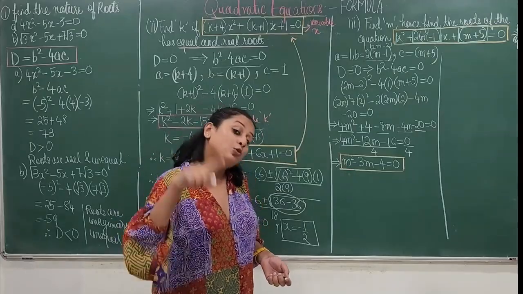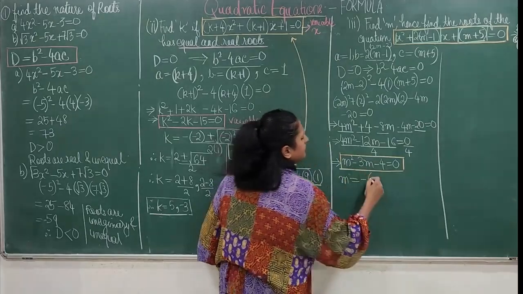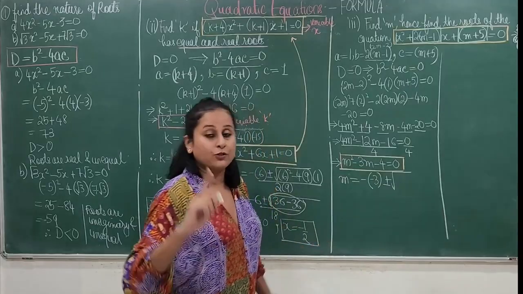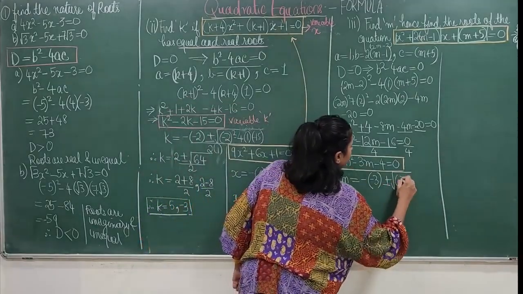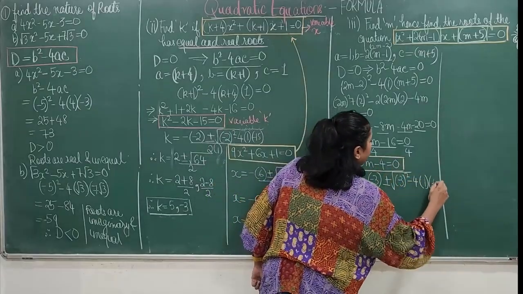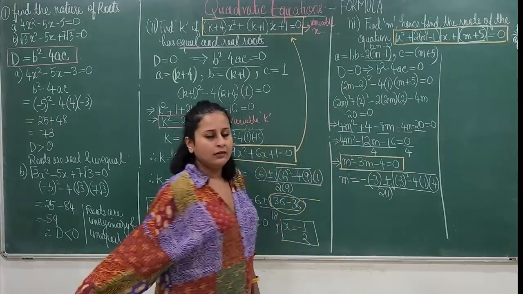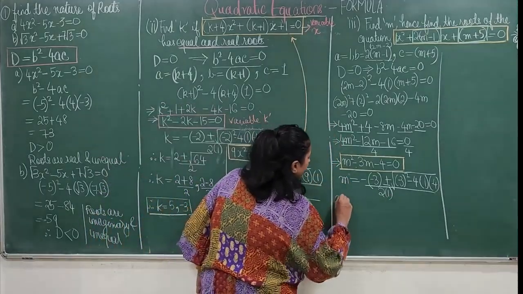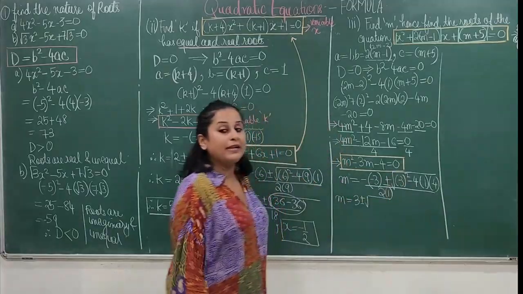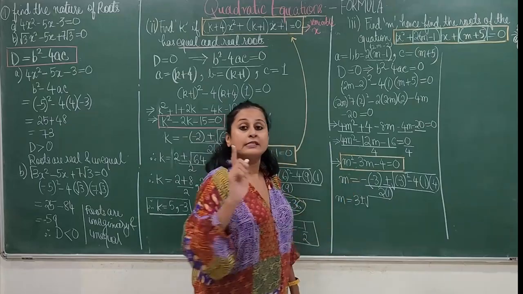Not nature of roots. To find roots, m is equal to minus b, minus of minus 3, plus or minus of square root of b square minus 4ac. b square means minus 3 the whole square minus 4 into a, which is 1, c is minus 4, divided by 2 times a. We will get m from this. Let's find it. So what is m? m is 3 plus or minus of square root of what is minus 3 the whole square? 9 minus minus, plus 4 fours are 16.